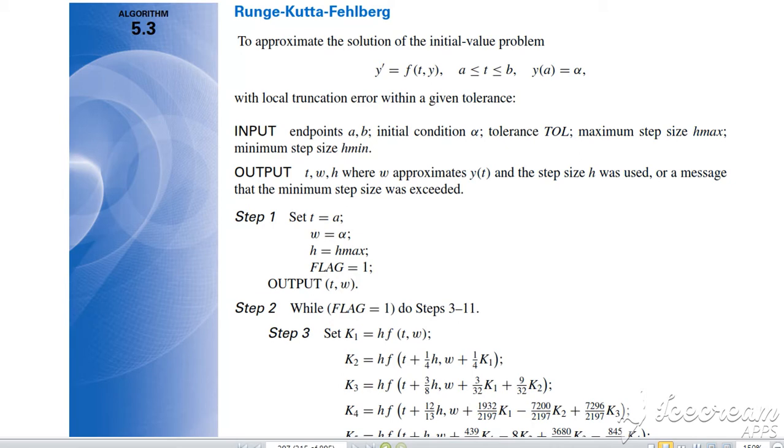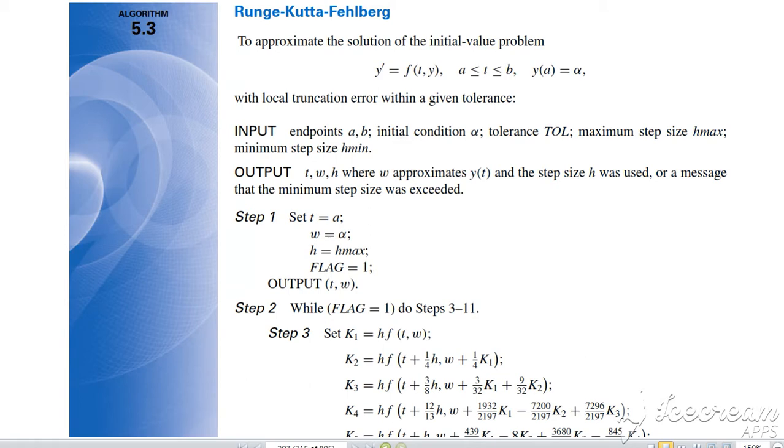In the RKF method, we have to approximate the solution of the initial value problem y' = f(t, y), where t lies between a and b, and the initial condition is y(a) = alpha. The input values are the endpoints a, b, the initial condition alpha, the tolerance, and the maximum and minimum step size. Here we are given two step size values, h maximum and h minimum, and we have certain reservations about choosing an appropriate step size out of these two values.